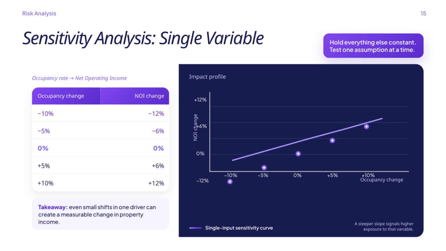The key idea is to hold all other factors constant and only change one assumption at a time. This helps isolate the effect of that particular driver. As we adjust the occupancy rate, say, decreasing it by 10% or increasing it by 12%, we observe corresponding changes in NOI. For example, a 10% drop in occupancy might lead to a 12% reduction in NOI. Conversely, a 10% increase in occupancy could boost NOI by about 12%.